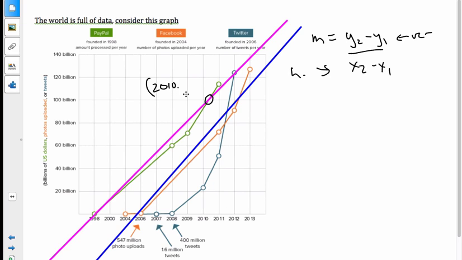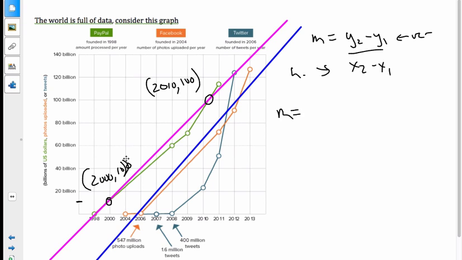2010. Let's keep it 2010. And then 100 billion. And if I estimate maybe down here, or even here, let's say, that's an estimate as well, then my year is going to be 2000, and maybe 10 billion. Yeah, that looks like 10 billion. Okay. And so then I have to do my slope.